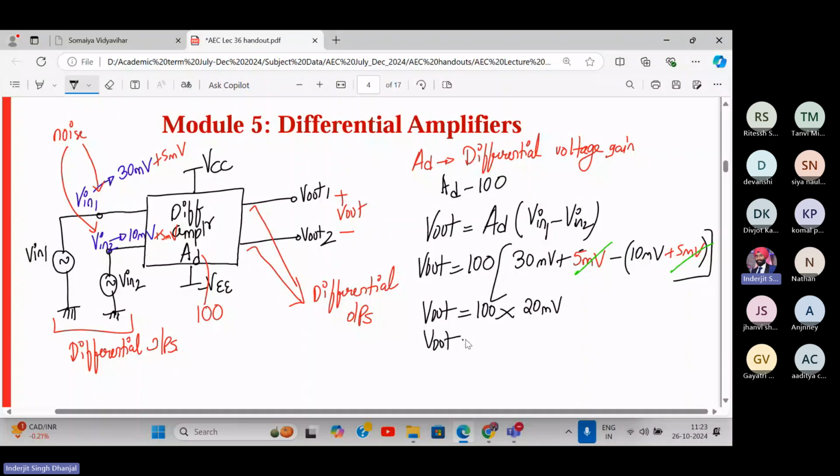So how much will it be? What is 100 into 200? How much will this be? This will be 2 into 10 raised to 3 into 10 raised to minus 3. So that will be 2 volt. Yes or no? Correct.